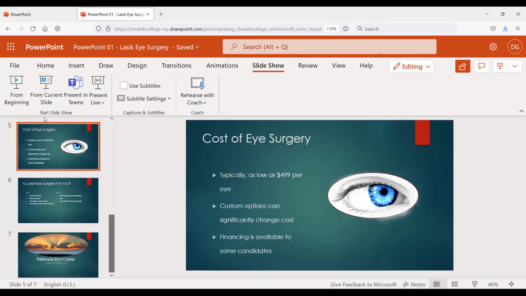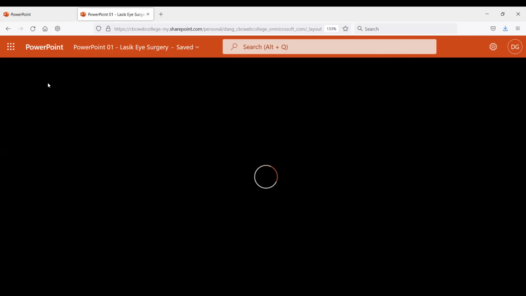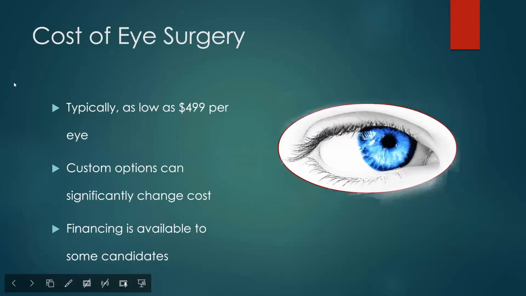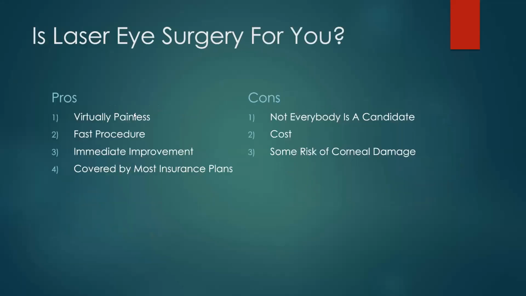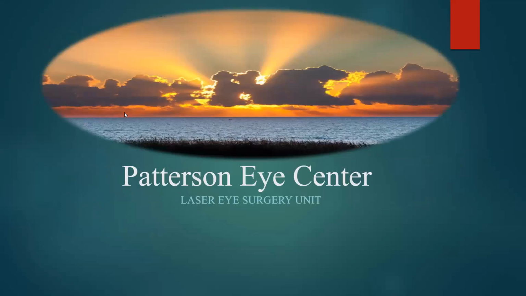I'm going to start at slide 5 this time, just so I get a running start. So I clicked on slide 5. I'm going to select from current slide. There's slide 5. Yep, slide 6 and slide 7. Oh, much better. Click again, and it's done.